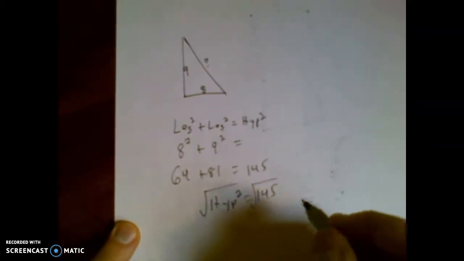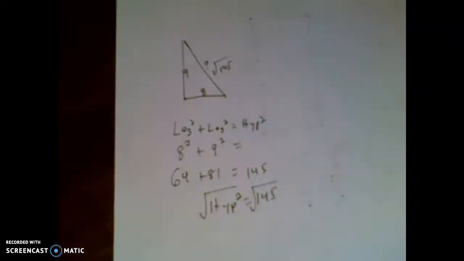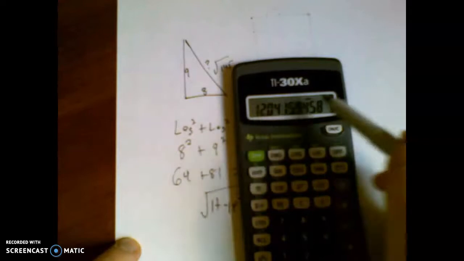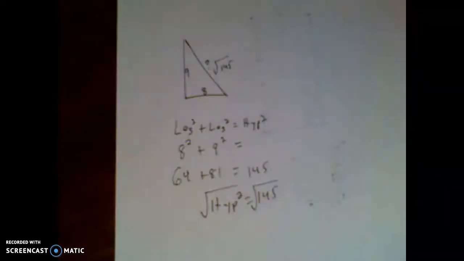I have to then undo the square, which is the square root. So the best answer would be the square root of 145 because it's irrational. In fact, if I take the square root of 145, you can see the decimal will go on, and it does go on forever and does not repeat, and therefore it's an irrational value.